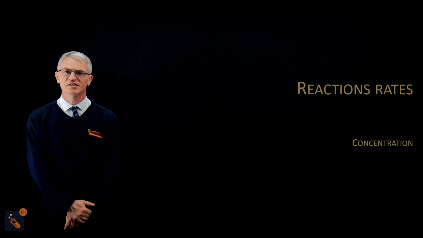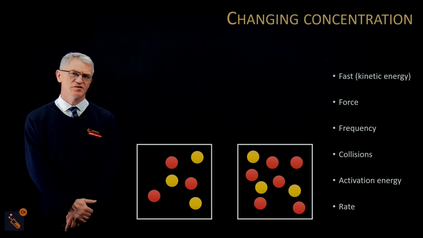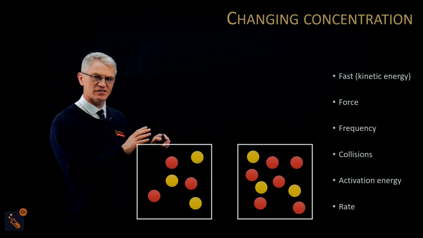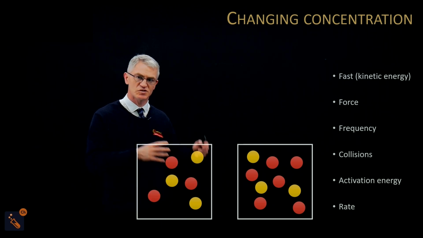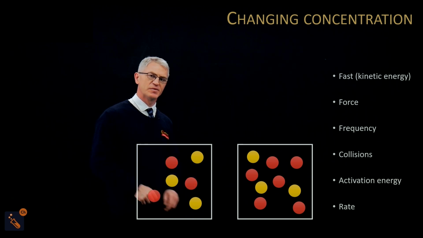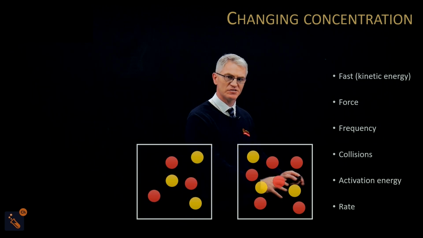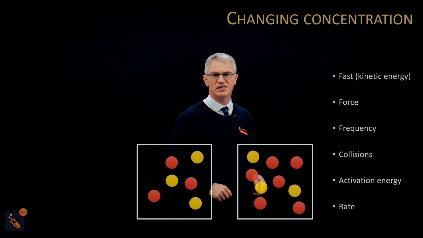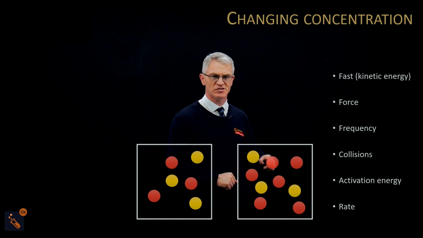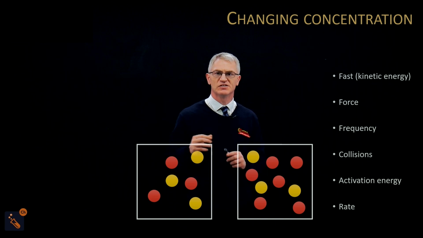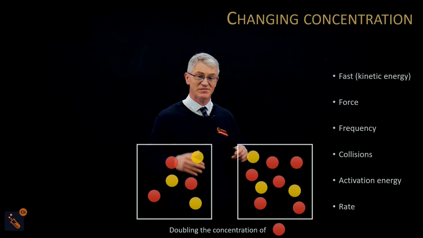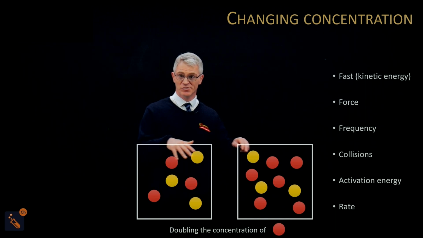In this video, we'll talk about the effect of changing concentration on reaction rates. So if we look here, a very simple example, we're taking the yellow particles, which are 3 of them, and the red, which are 3 of them. We're keeping the yellow ones the same, and then we're changing the particles of the red and doubling them. So there's 6 of the red now instead of the 3. That means we've effectively doubled the concentration of the red ones.